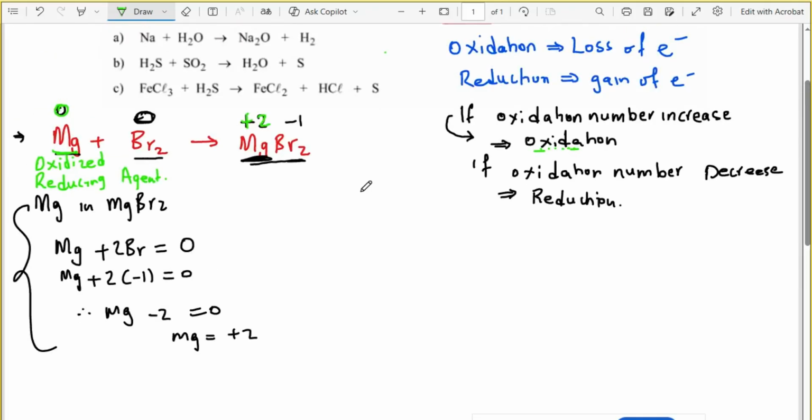Exactly. So now when you look at the bromide, this one is for Mg. The bromide starts from 0, then it becomes -1. So the oxidation number decreased. We said that if it is decreased, it's reduced. Reduction, it's reduced. Okay. Since it's reduced, it's an oxy.